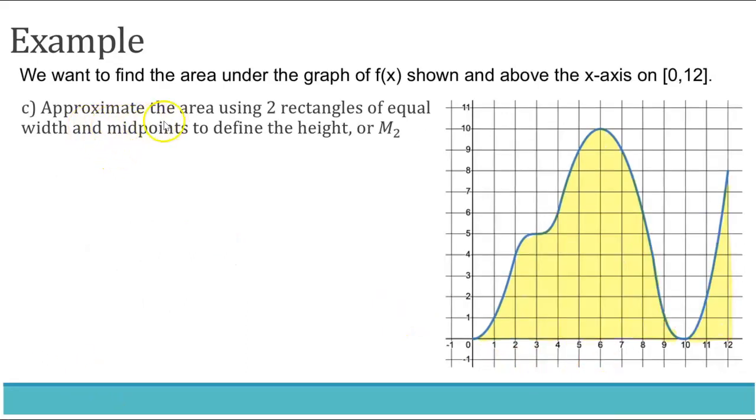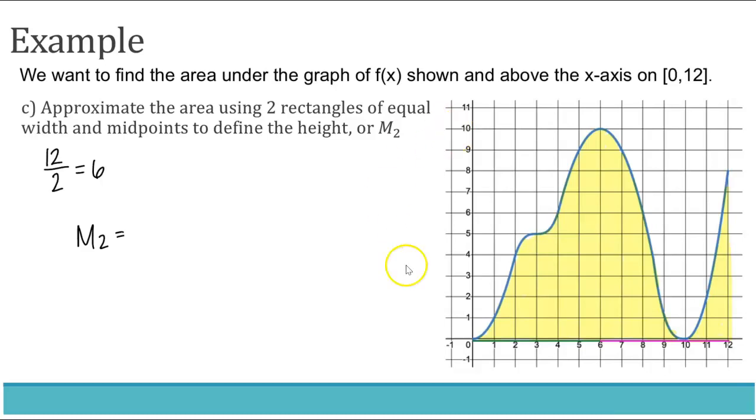And in part C, we're going to approximate the area one last time using two rectangles of equal width and midpoints to define the height, or M2. So if the interval is from 0 to 12, we need to divide 12 into two equal parts, which means the width of each one is 6. So our first interval will extend from 0 to 6. Our second interval will extend from 6 to 12. Now this time we want to find M2, so we want to use midpoint to define the height.